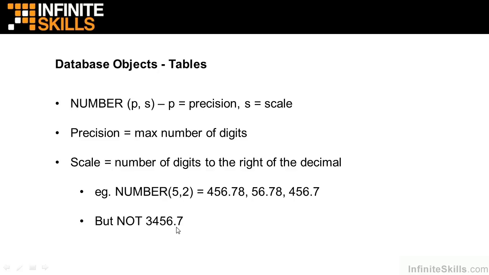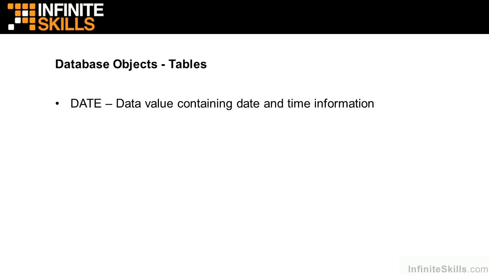And this as well. But this number would not, because even though it is 5 digits, essentially the scale that we define, a 2, allows for 2 digits after the decimal point. And so if this number was to be updated, say that column, and we had 2 digits to the right, we would then have too many digits, causing an error. So this number would not be allowed. The date data type is simply data containing date and time information. And this can be extracted using the toChar function when we want to see the specifics of date and time.